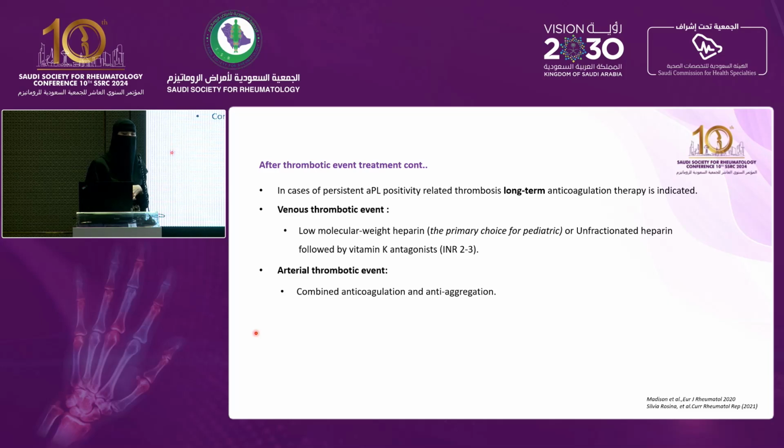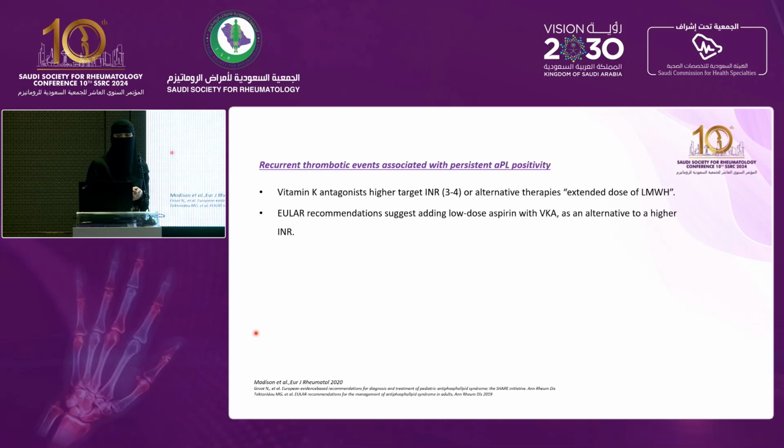If we have a venous thrombosis, we treat them with low molecular weight heparin, followed by a vitamin K antagonist like warfarin, aiming for an INR between 2 and 3. If the patient has arterial events, we add aspirin or anti-aggregation treatment to the anticoagulant, and it has a better effect in preventing complications of this event. What if the patient develops a recurrence of the thrombosis while on treatment with the vitamin K antagonist warfarin?